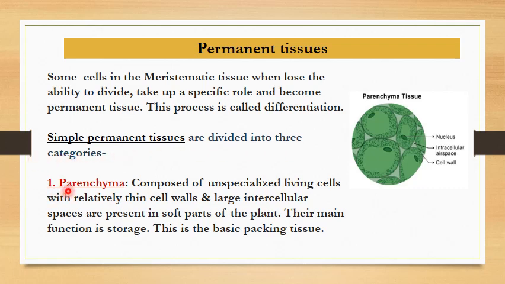Number 1, parenchyma, composed of unspecialized living cells with relatively thin cell walls and large intercellular spaces, present in soft parts of the plant. Their main function is storage. This is the basic packing tissue.